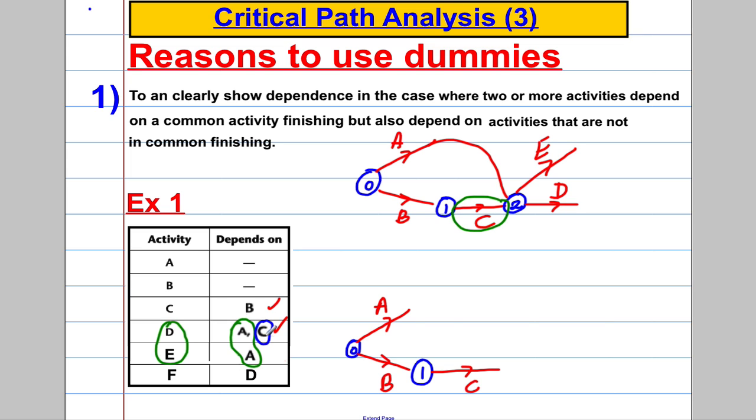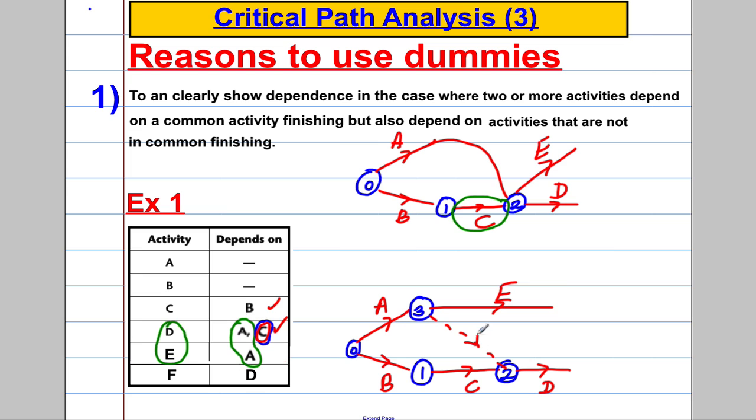D depends on A and C, so clearly C has got to finish. So I'm going to finish off C here, and I'm going to have D coming out. There's nothing wrong with that. So what I've done is I've shown that D depends on C. But what I want to show now is that D and E depend on A. So what I can do is close off A like this, and I can have E coming out, because E certainly depends on A. But how am I going to show that D depends on A? Well, what I can do is introduce a dummy like this.